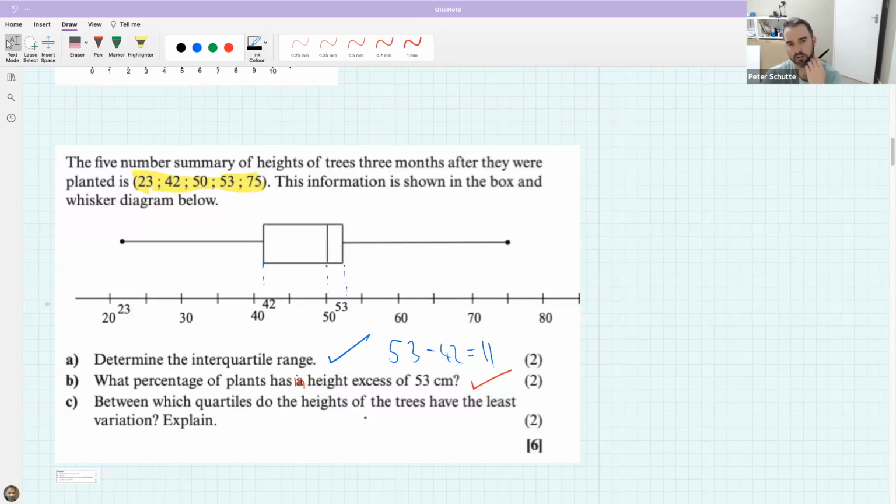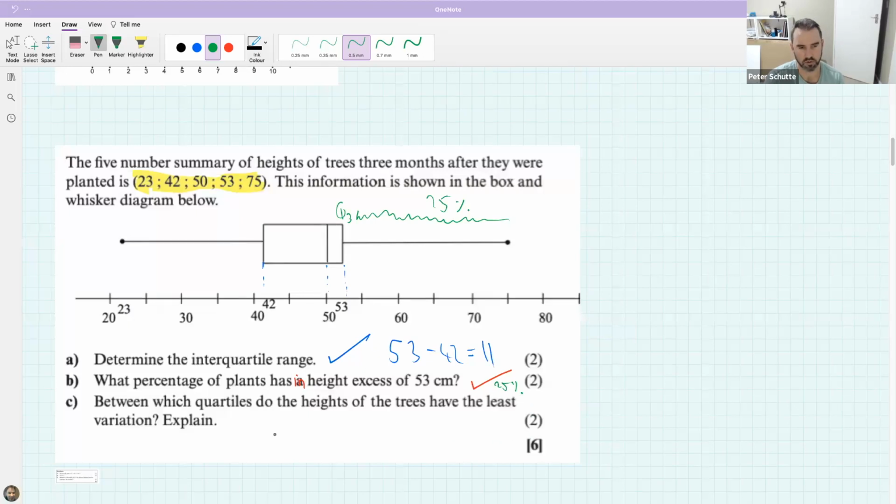So think about the box and whisker and think about how you connect that. So I see 53 is in line with there, and that is Q3, which means that all the data above that is just going to be 25%. Okay, so this should be 25%.